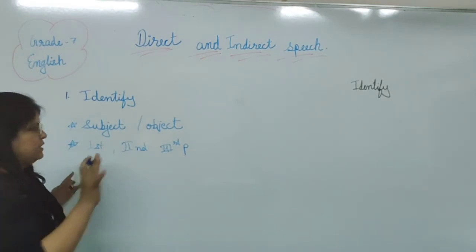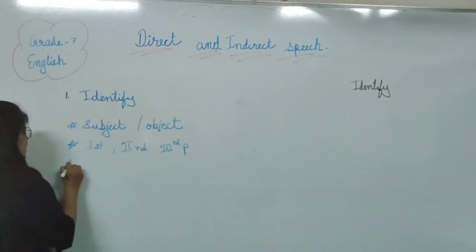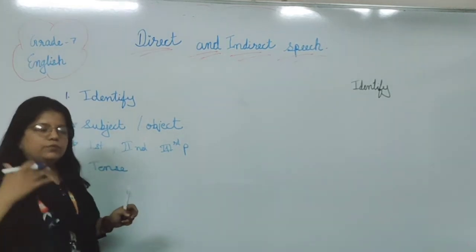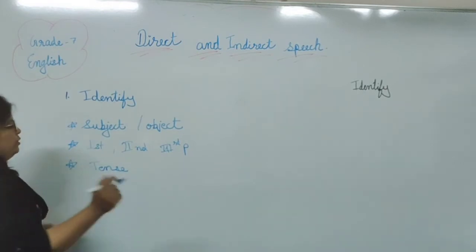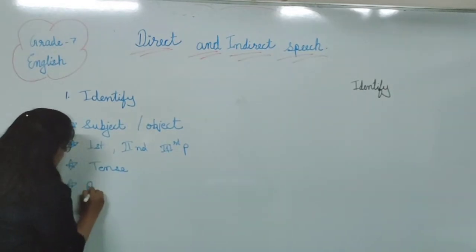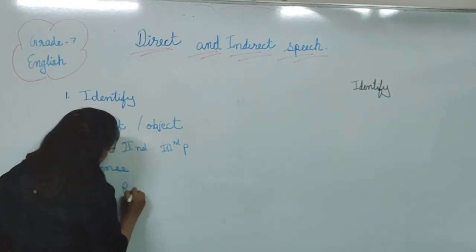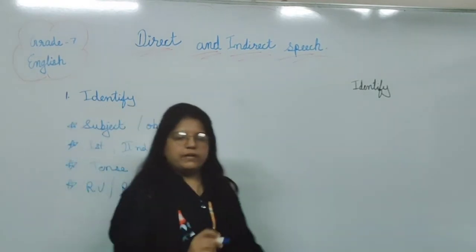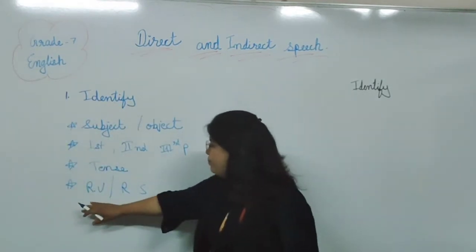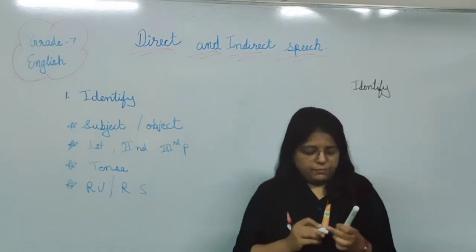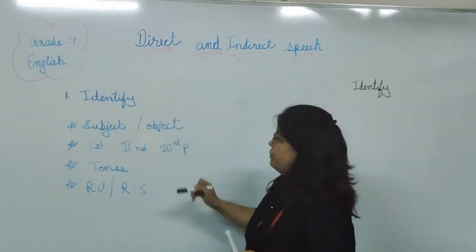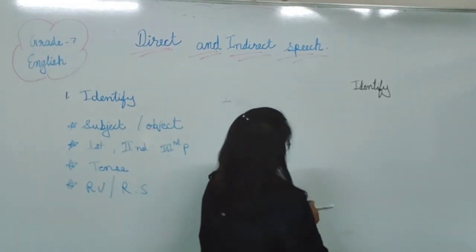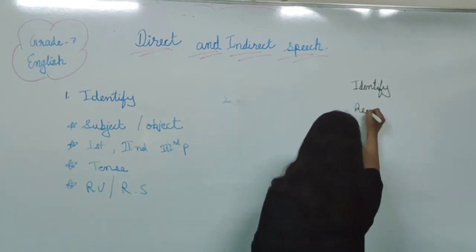Next you have to identify the tense of the sentence. If you identify it, then you will be able to change it, and lastly you have to identify the reported verb and reported speech in the sentence. I have shown you what is the reported verb and what is the reported speech. After identifying these things, we will change them accordingly. Now, next it will be to remove inverted commas.